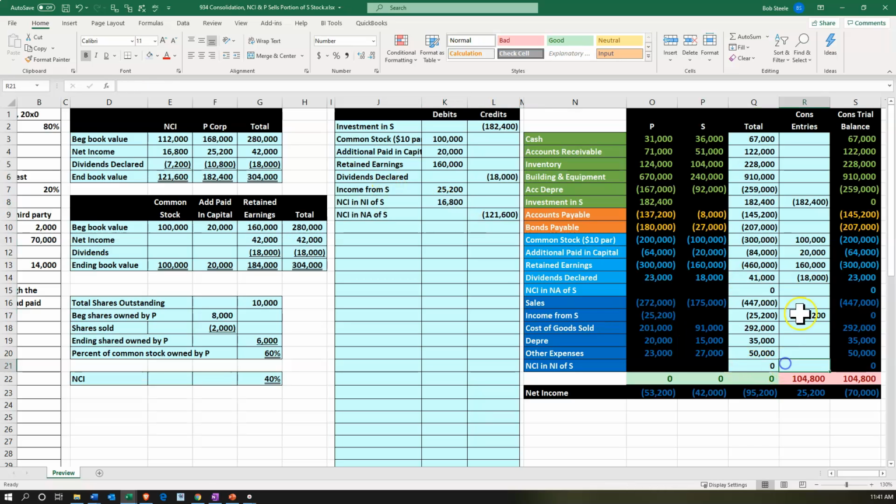Non-controlling interest down below. Non-controlling interest in S, 16, and then the non-controlling interest in the net assets. That's going to be here. We're going to be pulling in the 121,600. So that's going to be it. The investment account is down to 0. We have the equity accounts, basically ending balances reflecting P's numbers, in essence removing S's numbers from the totals. We've got the investment in S going down to 0.